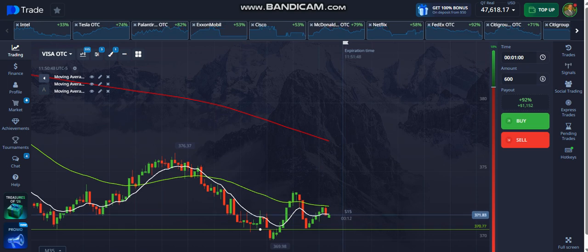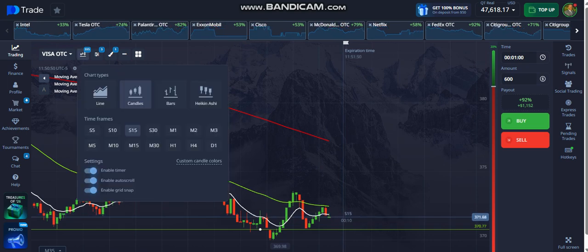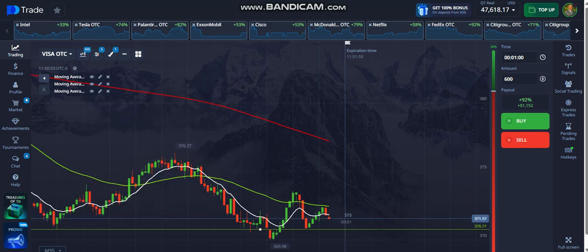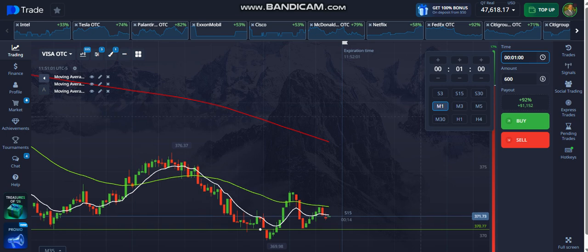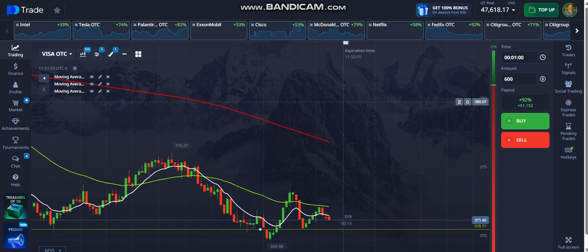Okay, so my charts are set to 15 seconds, regular candlesticks. So the candles are 15 seconds each. And my trade time will be set to 1 minute. So I'm taking 60-second trades. Okay, I'm going to pause the video and look for a setup.